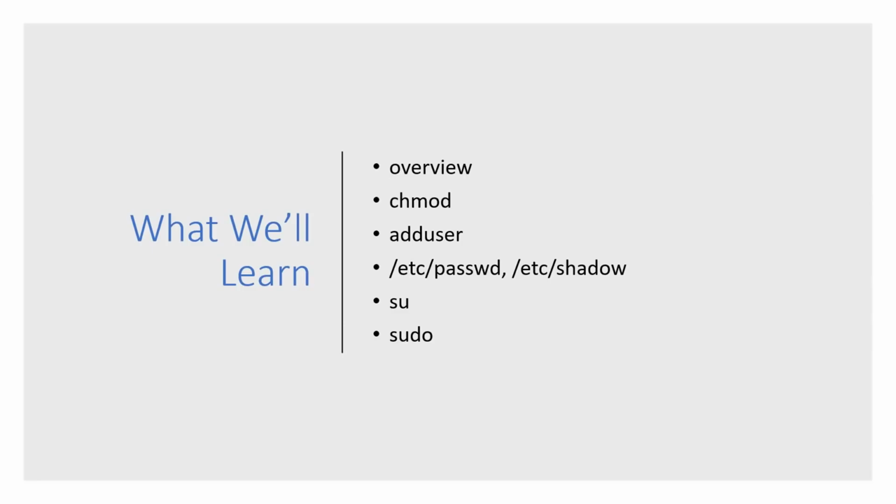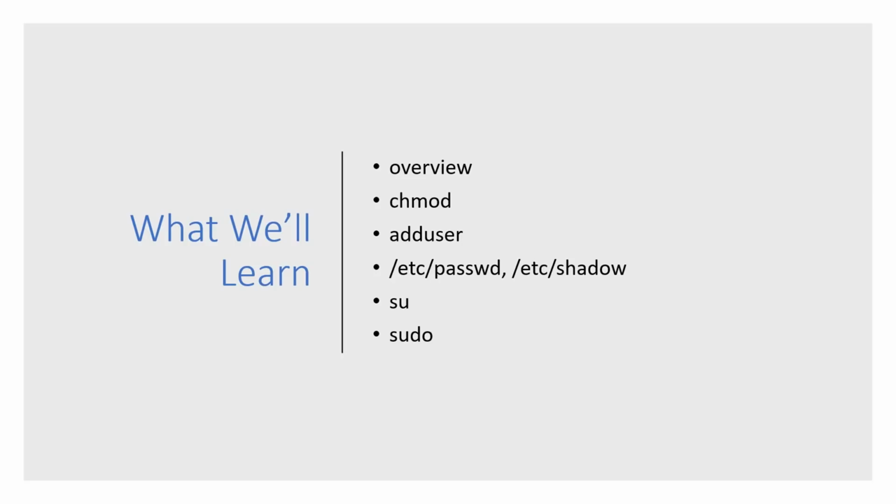All right, now let's talk about users and their privileges. So what are we going to learn in this lesson? We'll do a quick user privilege overview. From there, we're going to talk about the chmod command, which is the change mode command. That's going to let us change the permissions on a file or directory. We're also going to talk about how to add a user with the adduser command. From there, we're going to take a look at a couple of important files. One is the etc passwd file, and the other is the etc shadow file.